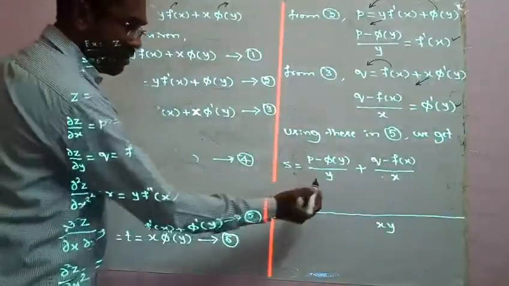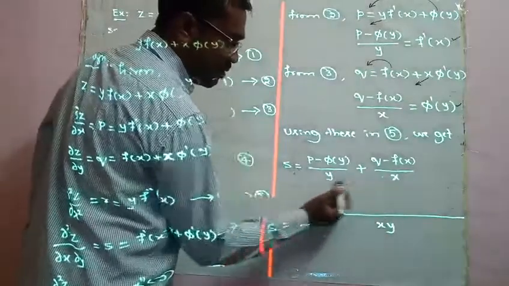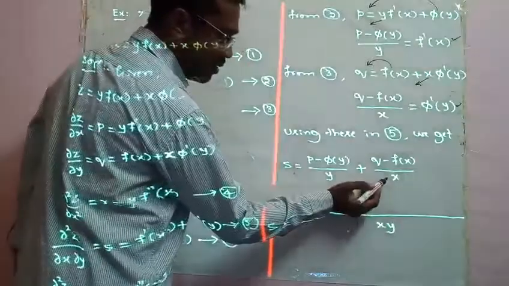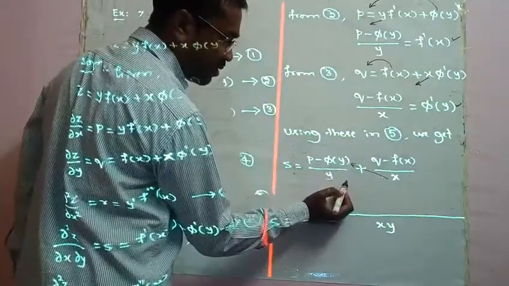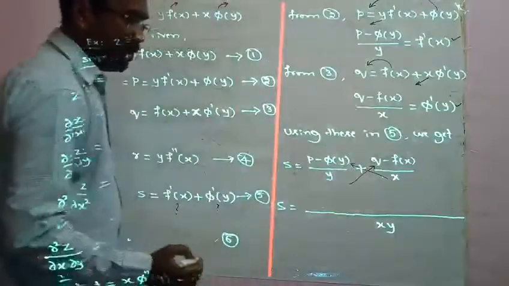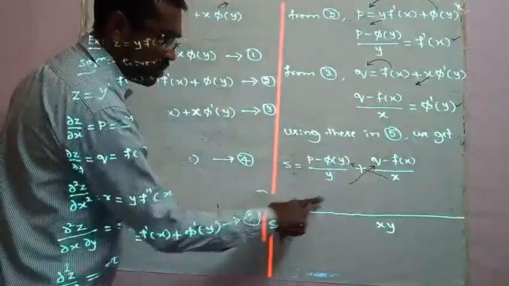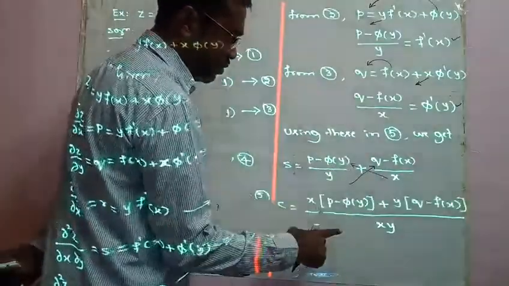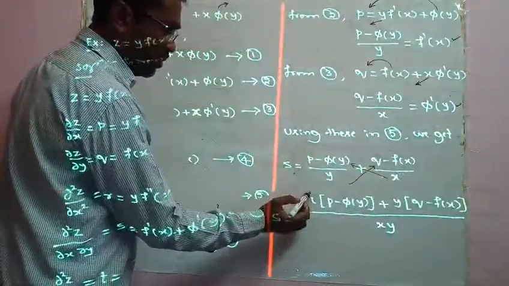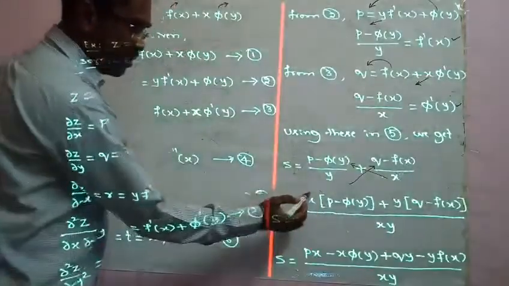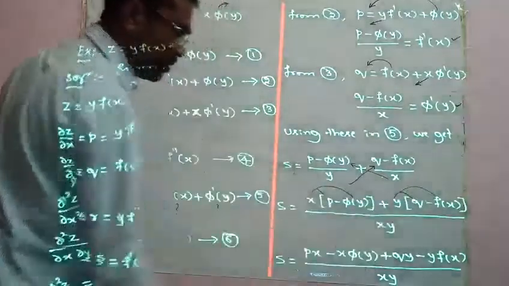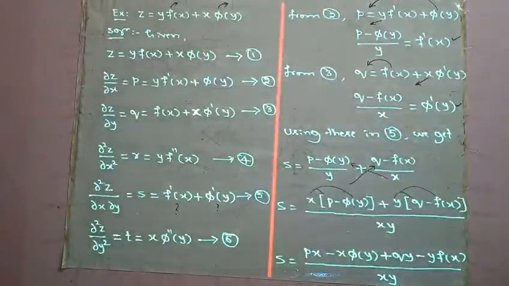Now let us take the LCM. What is the LCM? The LCM is x into y. If you take the LCM x into y, this x gets cross multiplied here and this y gets cross multiplied here. So what you get is x into this plus y into this. Now let us multiply this inside everywhere. Let us multiply this here and y also inside. What you get is this. So this is your s.